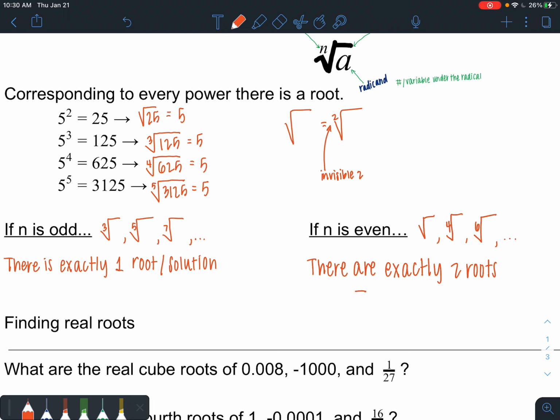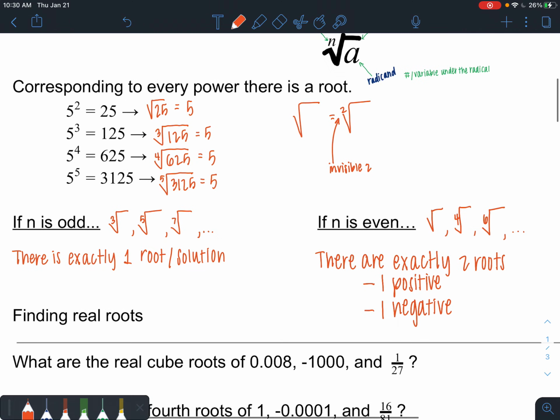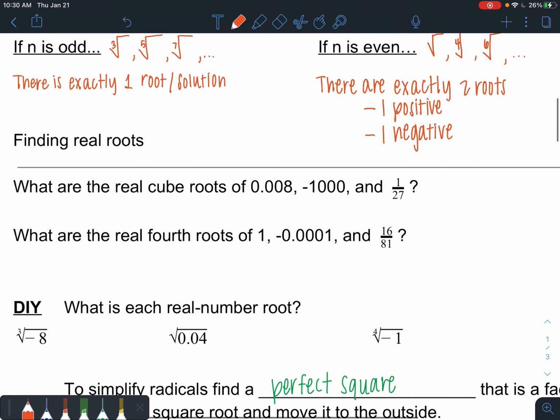And those 2 solutions are going to be one positive and one negative. And the reason for that is because, I think we get into that later, actually. Okay, so finding real roots. So we're gonna go ahead and talk about how to take these roots here.